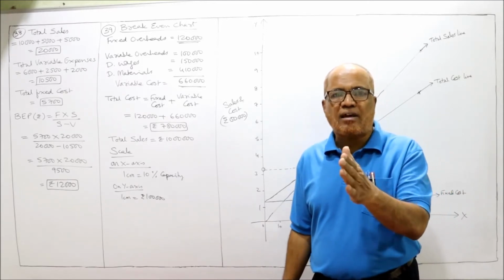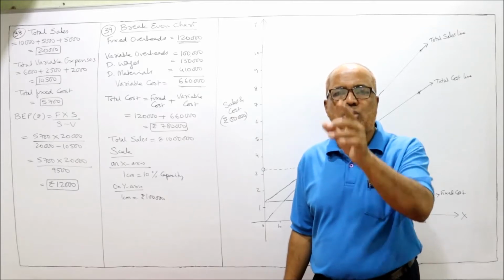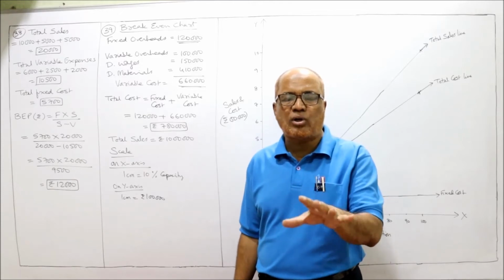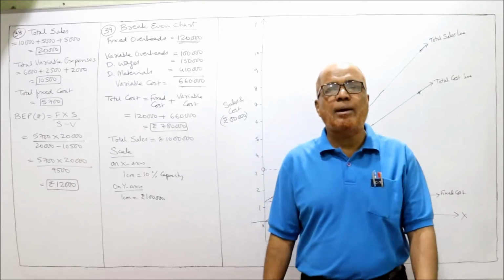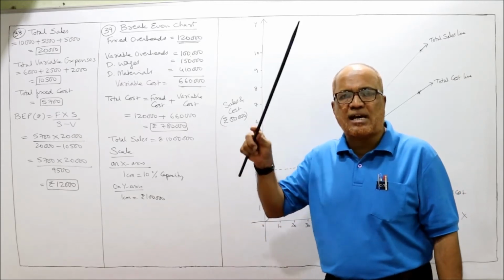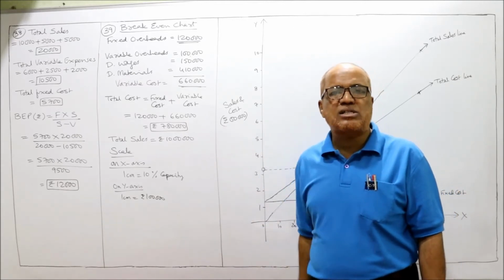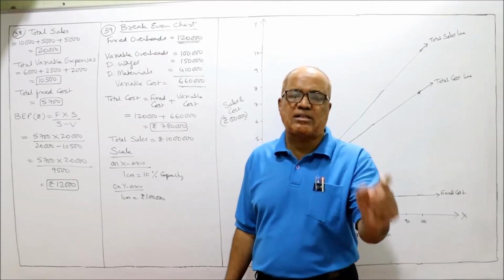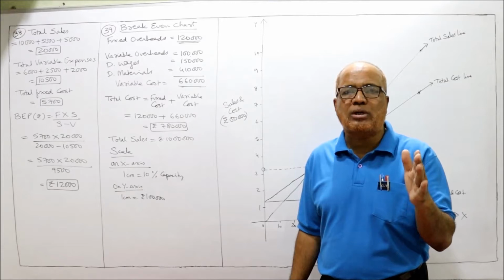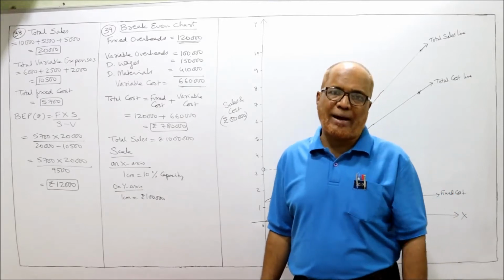And sales revenue and total cost on the Y axis. Remember these points. These are the steps we have to apply whenever we are making a break-even chart. So on a graph paper, we have two axes, X axis and Y axis. On the X axis, we take the production or capacity. And on the Y axis, we take the total sales revenue and total cost. Both will be taken on the Y axis.